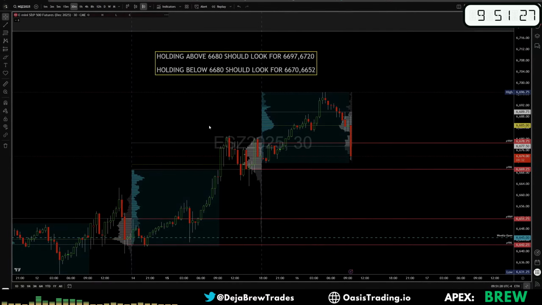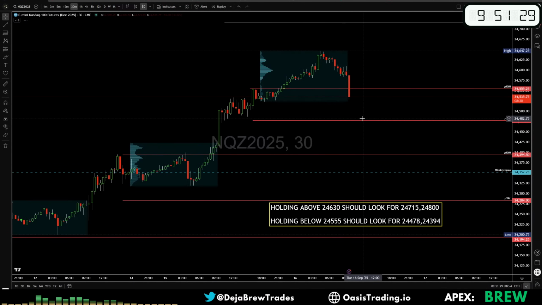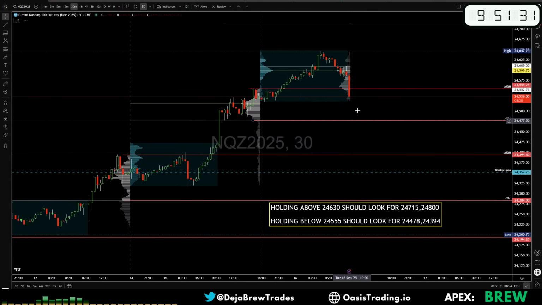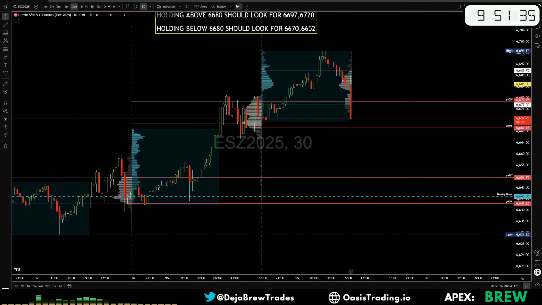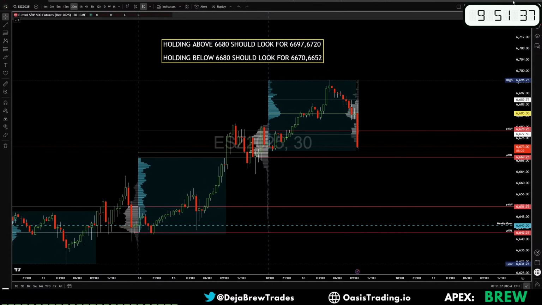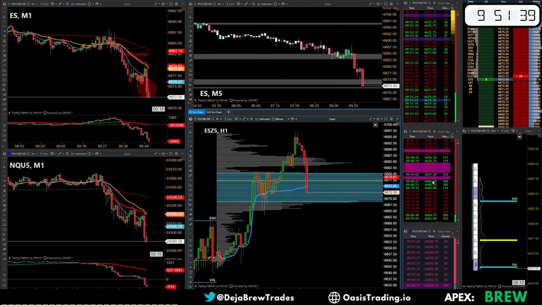Let's take a look at NASDAQ. NASDAQ about a third of the way done, looking for 478. Watch that POC. Possibly stalling you a little bit.